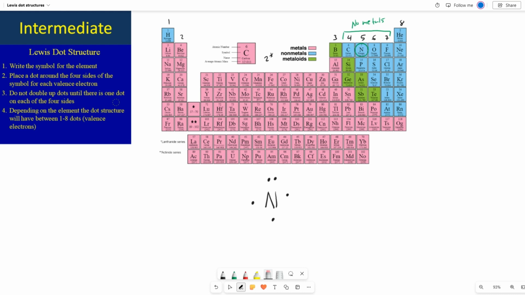It says, depending on the element, the dot structure will have between 1 and 8 dots, or 1 and 8 valence electrons. So nitrogen has 1, 2, 3, 4, 5 valence electrons. Now, it's important to know that these electrons that are paired up are called non-bonding electrons. And then if those are the non-bonding ones, then the electrons that are not paired up, like this one and this one over here, these are the bonding electrons.